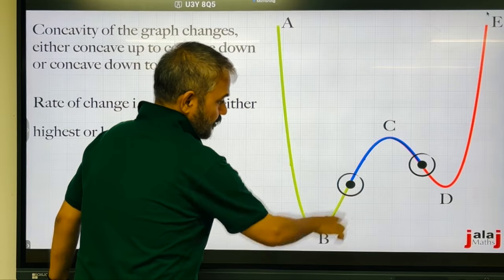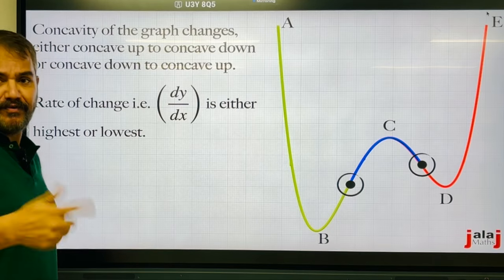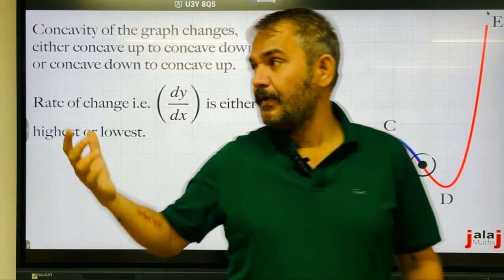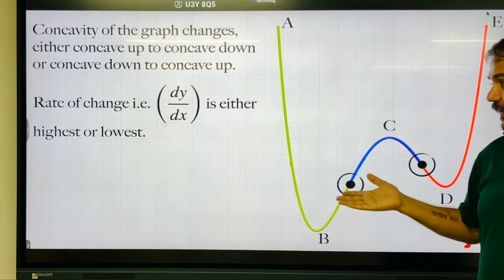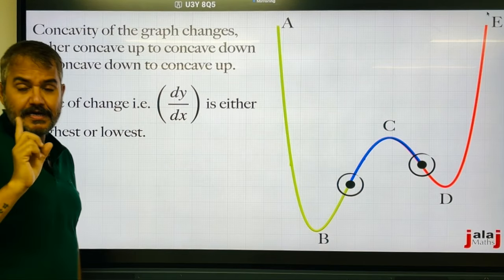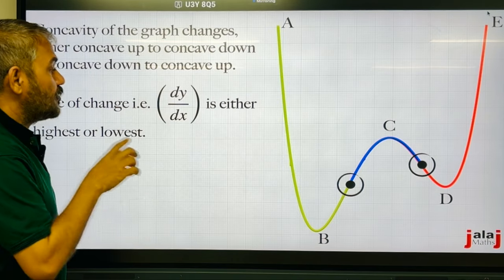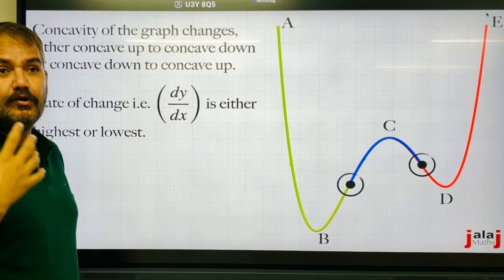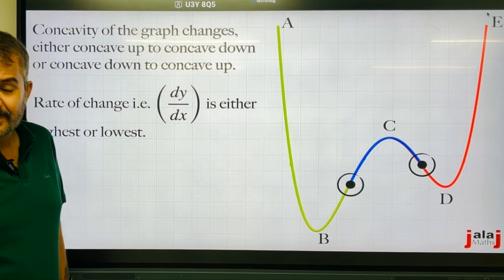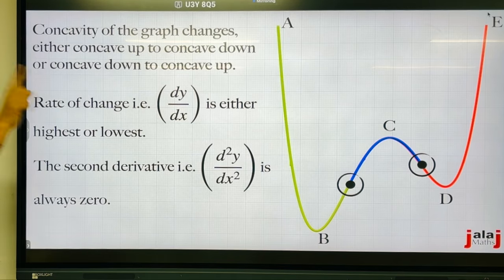Also, the change at these points is either highest or lowest. This we will discuss in detail later. This is one of the tests to check point of inflection. So at this point, remember, first thing is concavity. It changes from concave up to down or down to up. Second thing is the change, that is rate of change or dy by dx is either highest or it is the lowest at these points. And these special points are called points of inflection.